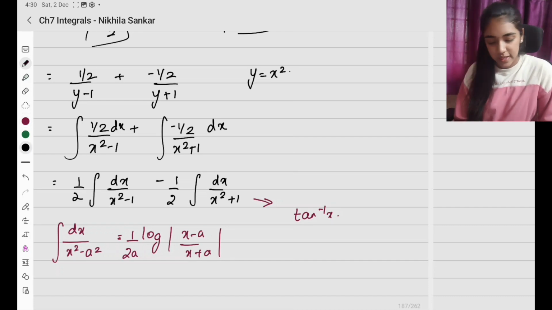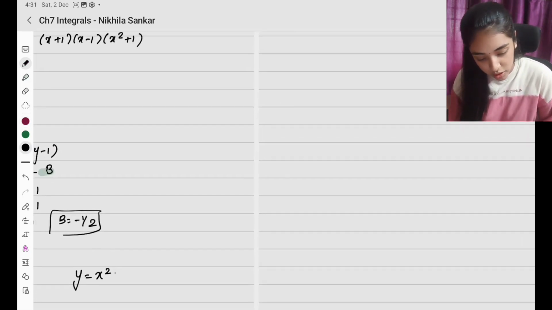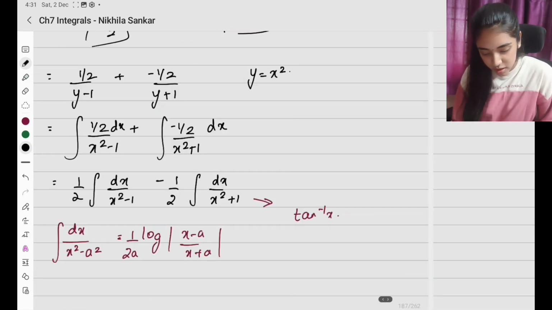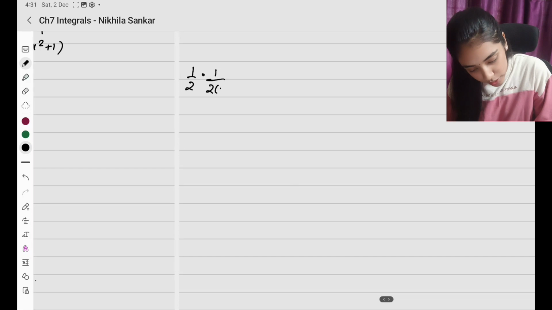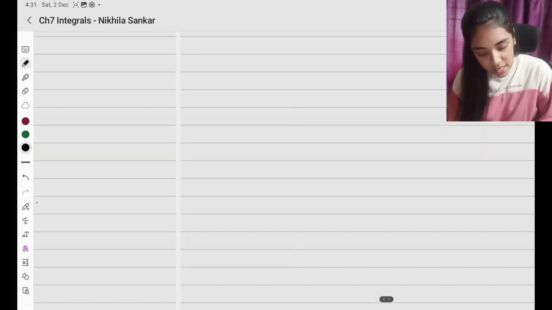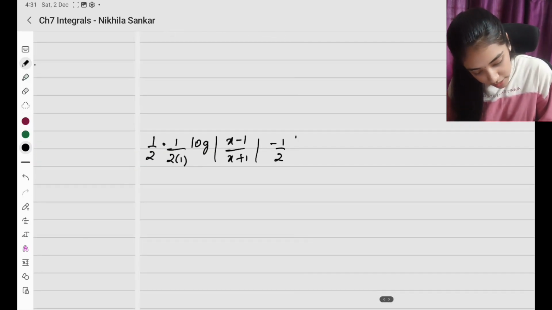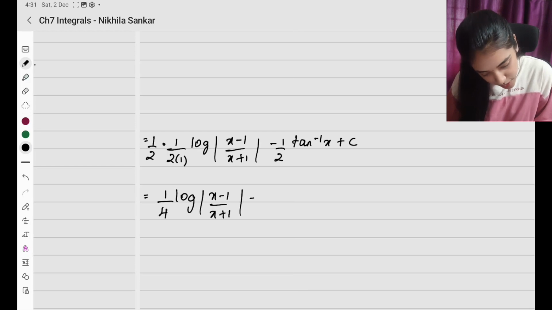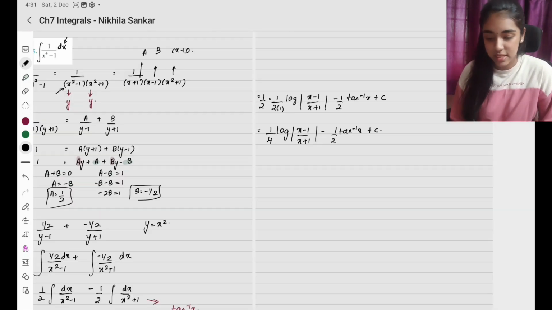So when I substitute the answer, I have 1 by 2 already there. So 1 by 2 times 1 by 2a. What is my a here? It is 1. 1 by 2 times 1 by 2 log mod x minus a, x plus a. This is my first term. Minus half, I already have a minus half, times tan inverse of x plus c. So when I simplify, 1 by 4 log mod x minus 1, x plus 1 minus half tan inverse of x plus c. Okay, this is my final answer.